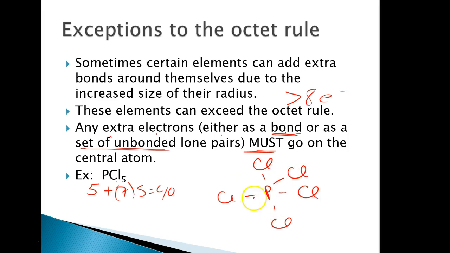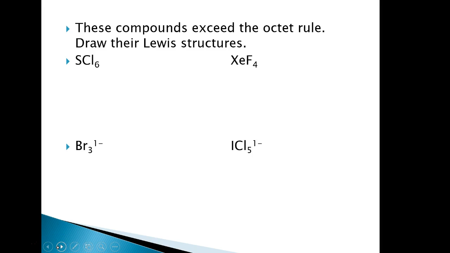So that center atom right now has 10 electrons around it. And phosphorus will frequently do that. Not always. And then give everything else 8. And if you add that up, that adds up to 40. So in this case, you put the extra electrons in the form of a bond on that center atom. Okay, so each one of these guys exceeds the octet rule.